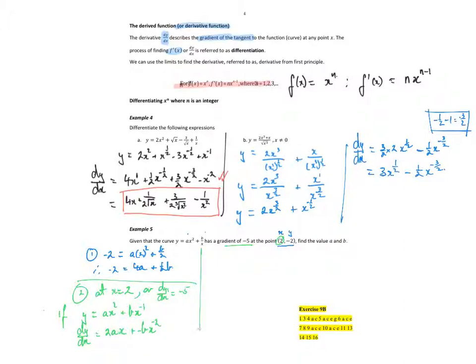All right. So at x equal to 2, dy dx equals negative 5. So negative 5 is equal to 2a times 2 minus b times 2 to the minus 2. Simplify that. 2 times 2 is 4a. 2 to the minus 2 is 1 over 2 squared, which is 1 over 4, minus 1/4 of b. So there's my second equation.